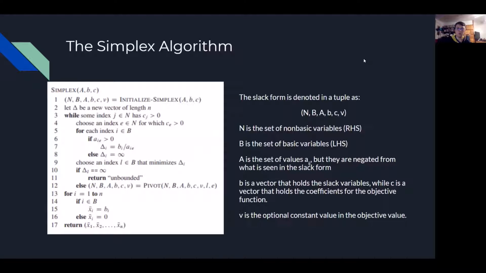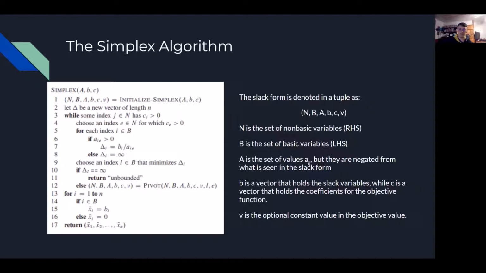So for the code, we denote a slack form as a tuple with the values N, B, A, lowercase b, c, and v. And we have it such that N is the set of non-basic variables, which is the variables we have on the right-hand side. B is the set of basic variables, which is on the left-hand side. The non-basic variables are like new variables that we introduce when we convert from standard to slack. The basic variables are the original variables we had for the standard form.